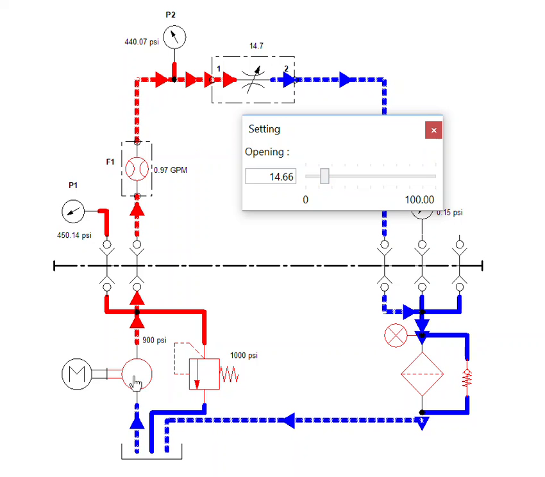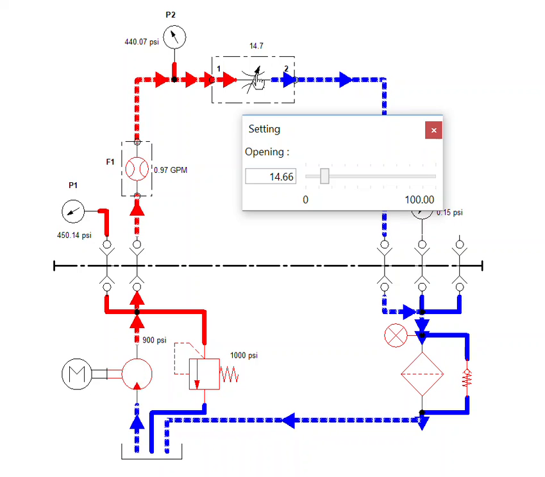But the pump does push it through there. It has nowhere else to go. This motor is running, the pump is turning, and every time it turns, it puts out a little fixed volume of fluid. It's a positive displacement, fixed displacement pump. So all the flow goes through here.